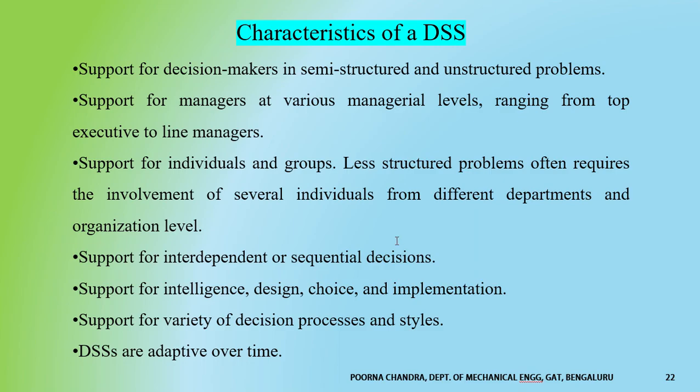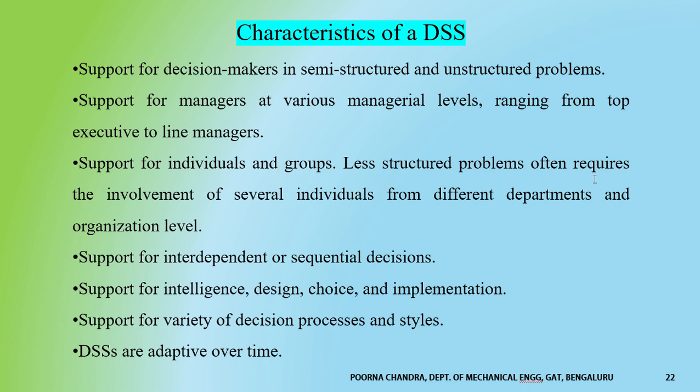Next we have the characteristics of decision support system. What are the characteristics we expect from this system? Number one, support for decision makers in semi-structured and unstructured problems. Number two, support for managers at various managerial levels, ranging from top executives to the line managers. Number three, support for individuals and groups.